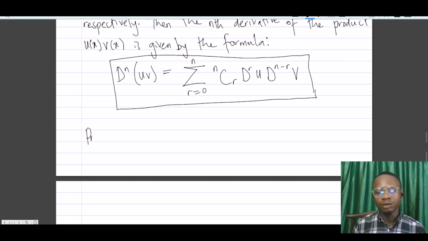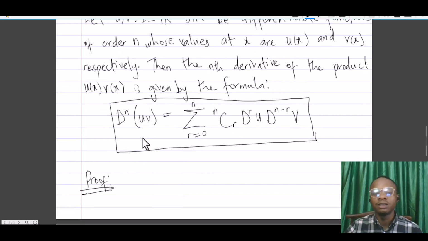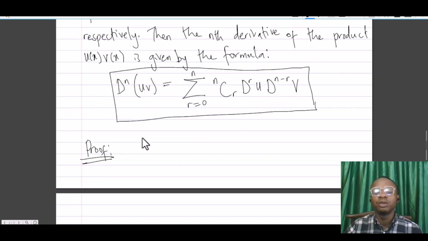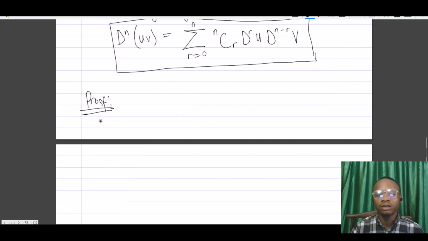So, proof of the Leibniz formula. Basically, we have seen how it came about from the illustration we had earlier, and now we want to do a proof of this by mathematical induction. We proceed as follows by mathematical induction.